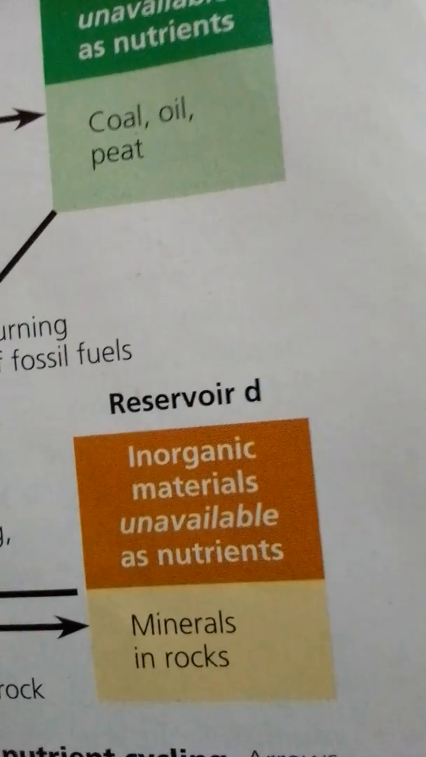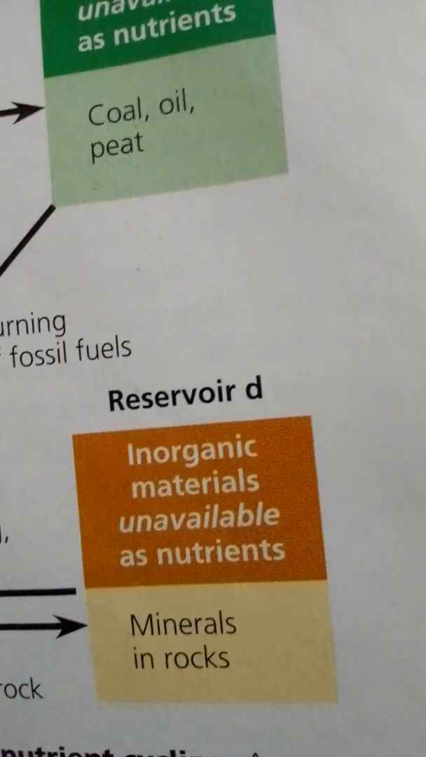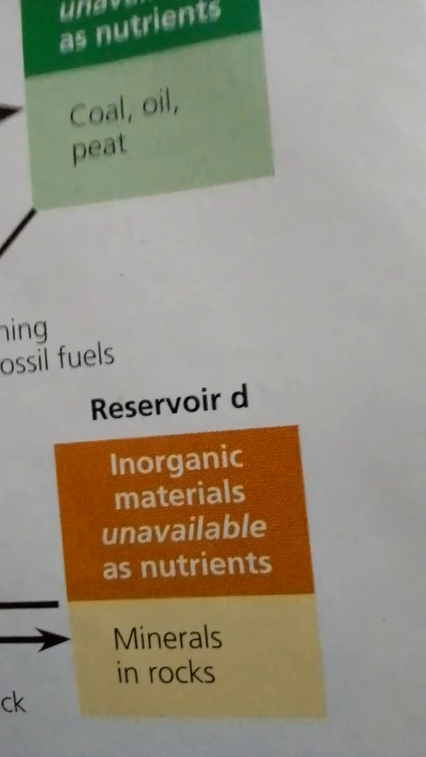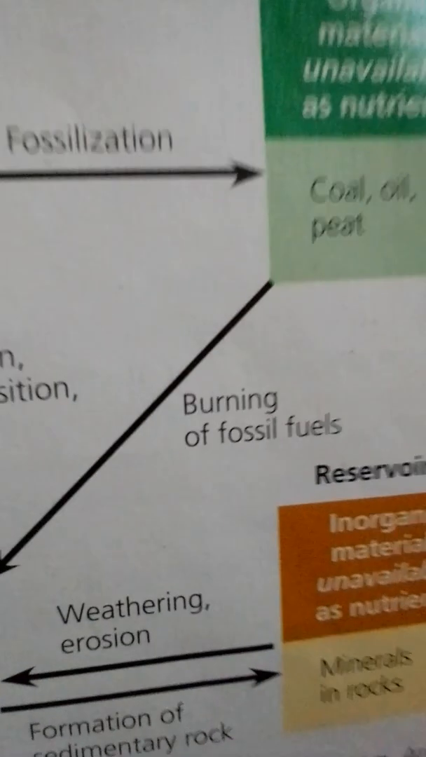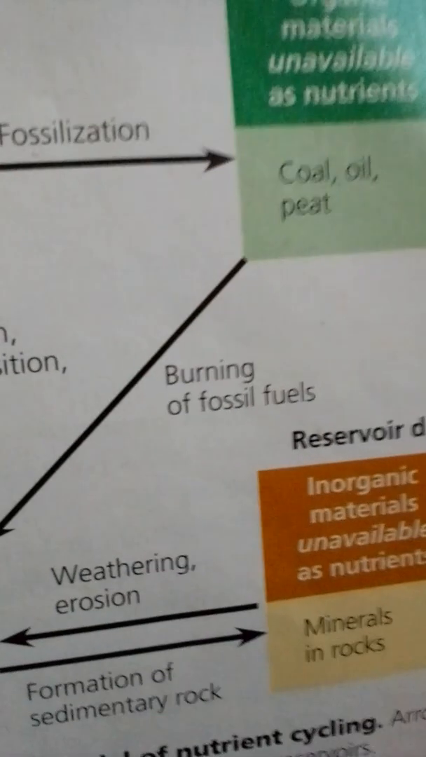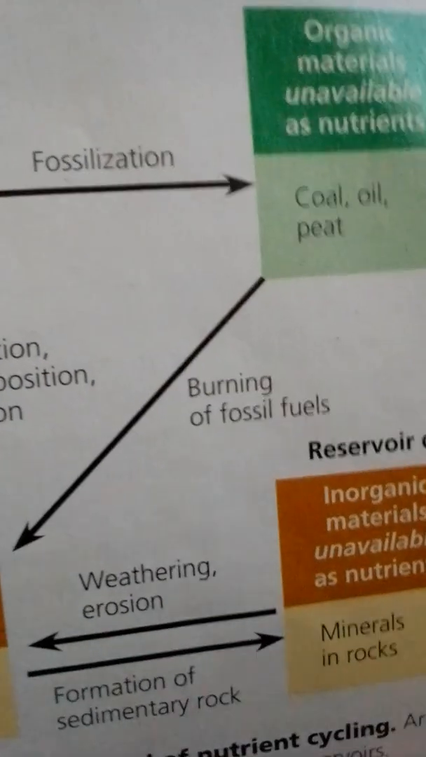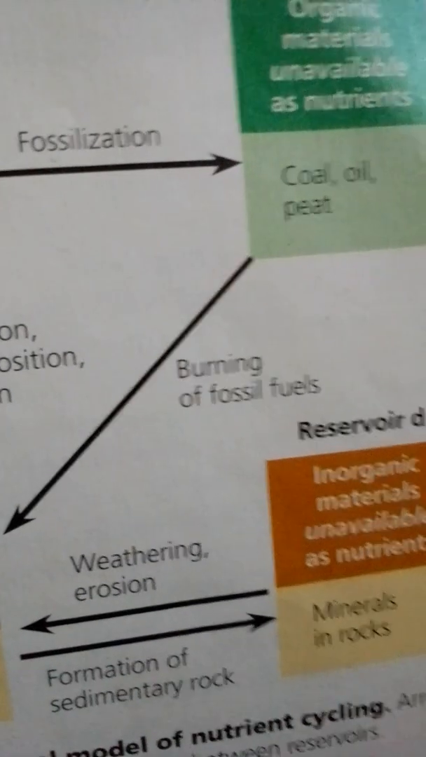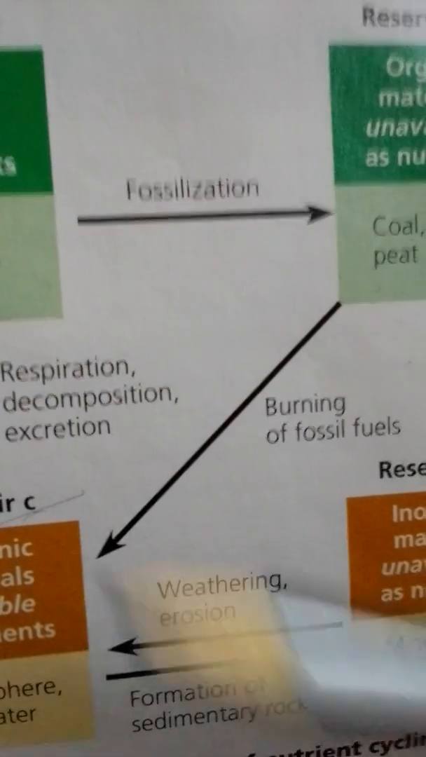Some material moved from the living organic reservoir to the fossilized organic reservoir long ago, when dead organisms were buried by sedimentation over millions of years, becoming coal, oil, or peat. Fossil fuels. Nutrients in this deposit cannot be assimilated directly. Inorganic materials, elements, and compounds that are dissolved in water or present in soil or air, reservoir C, notice, are available for use.